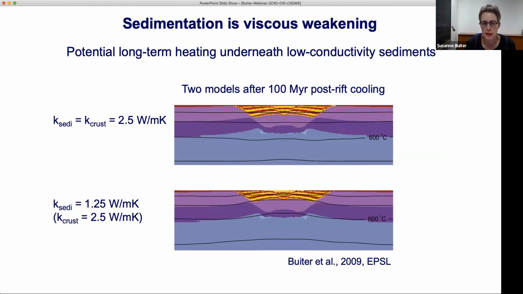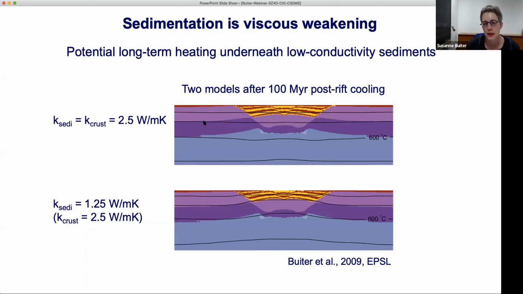And I'll illustrate that with 2 simple rift models. So what I have here is a crust in these purplish colors, lithospheric mantle in blue. I'm creating a symmetric rift basin and I'm filling it completely with these yellow and red sediments. And then I'm letting the model sit for 100 million years while it's trying to reach thermal equilibrium. Now, if the thermal conductivity of sediments and crust is equal, then indeed the model reaches thermal equilibrium.